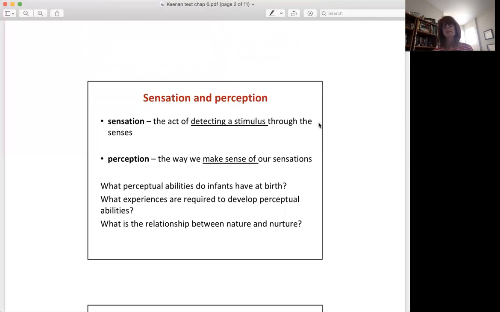Perception is nuanced, different, but it's the way that we make sense of our sensations. All right. So think about that infant at birth, what their perception of the world is, and what their perceptual abilities are. What are the experiences required to develop perceptual abilities? And think about what the relation is, as we go back to all the time in this course, nature versus nurture.